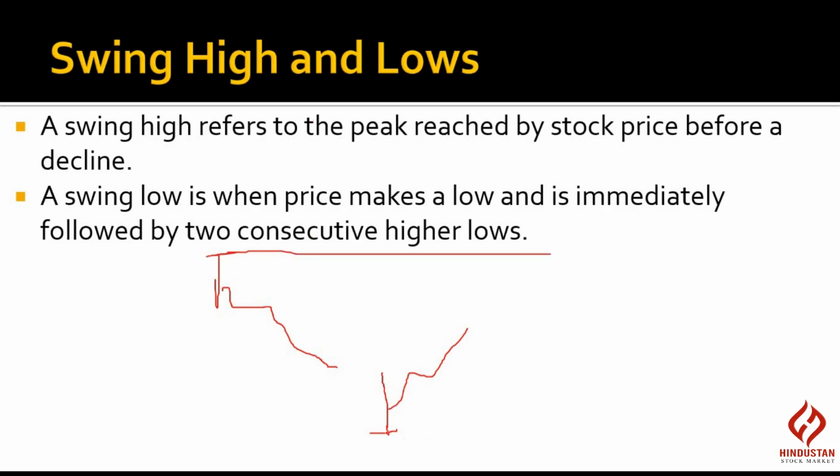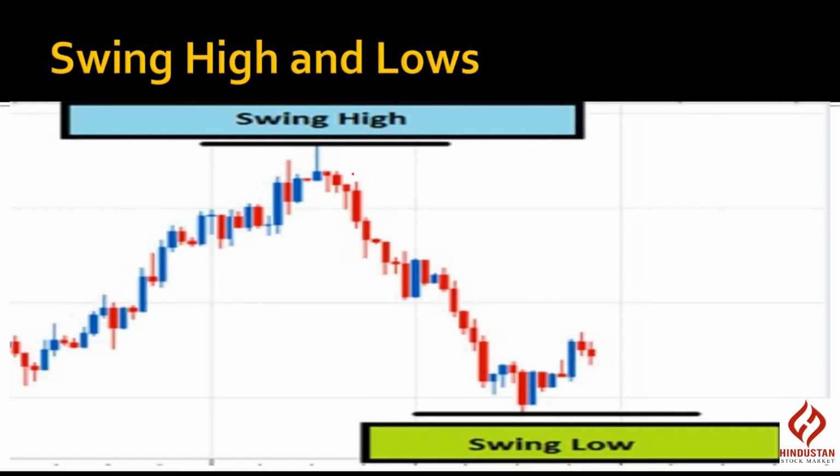This swing high and this swing low work as strong resistance and support, right? So you can mark a swing high as a strong resistance, and this will work as a strong support, right? So let us see it on the chart. Before a downtrend, the stock made a high, right? So this high is known as a swing high. And after a downtrend, before an uptrend, the stock made a low. So this low is known as a swing low. See, these swing highs and swing lows work as resistance and support, right?